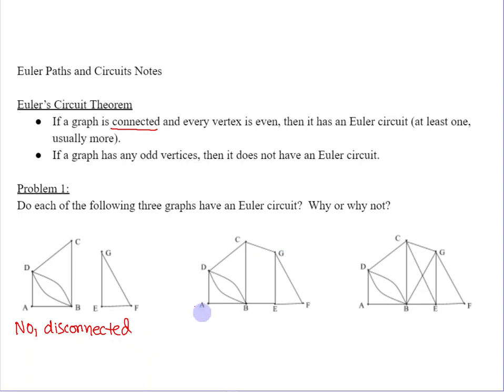So I'm just going to write them right next to the letter. So at A, we only have 2 edges, so the degree of A is 2. D has 4 edges. C has 3. G has 3. F has 2. E has 3. And B has 5. Since we have 4 odd vertices, we cannot have an Euler circuit.